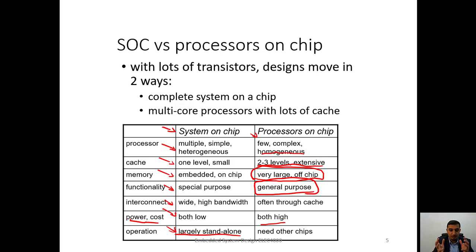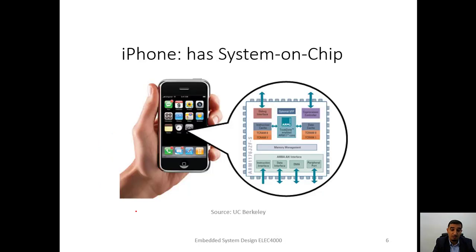Okay, what is the difference between a system on chip and a microcontroller? Microcontrollers have some of the properties. Yes, it is standalone. Power and cost are both low. Special purpose, memory is on chip. I think there is no cache. We have one processor only in the microcontroller. Here it has multiple and they are heterogeneous. And the interconnection bandwidth is not the same when it comes to a microcontroller. So a system on chip is sitting between the processor and the microcontroller, and it is much faster. So an iPhone has a system on chip.